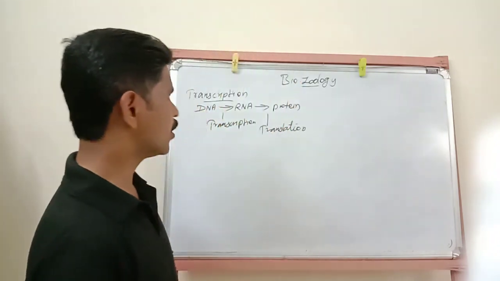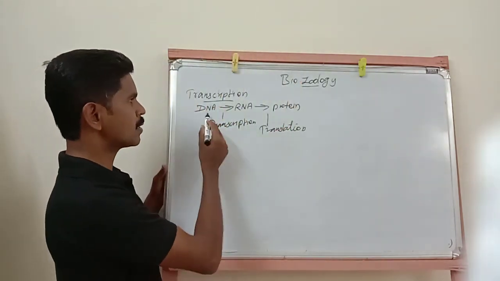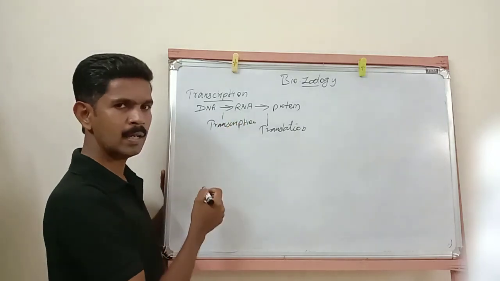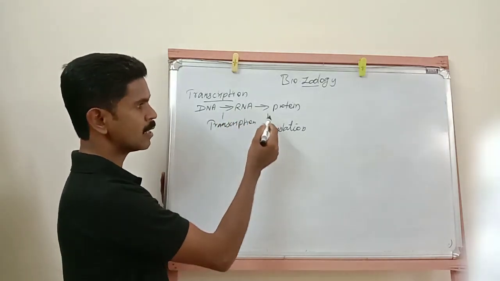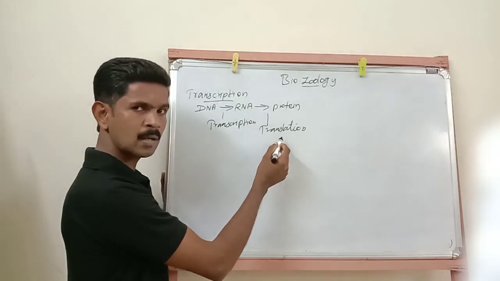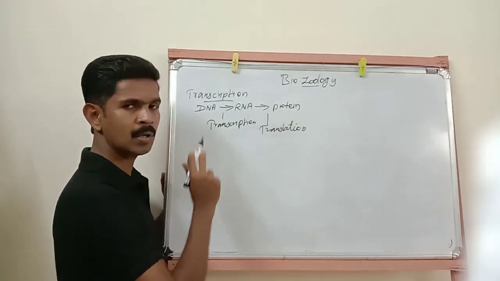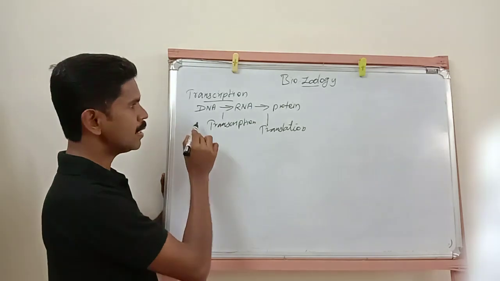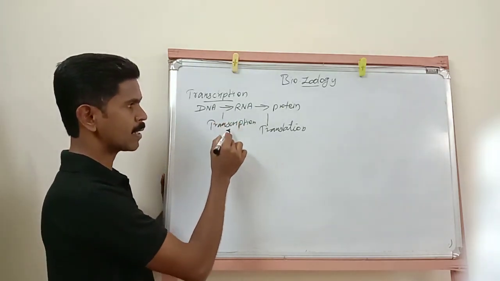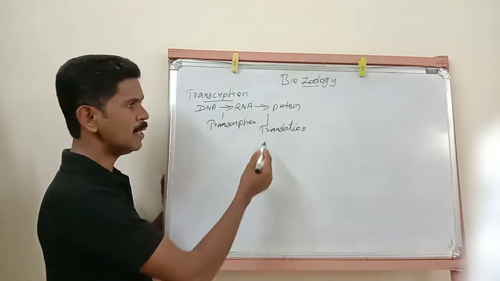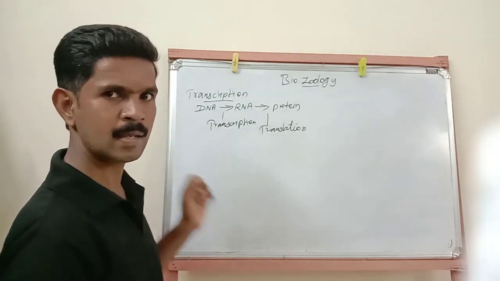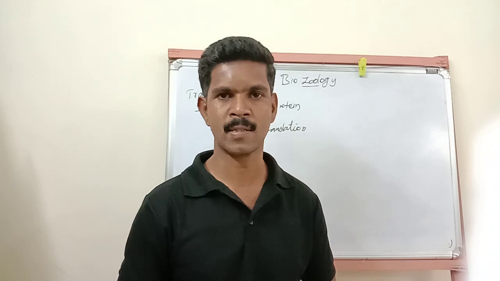See, normally to produce a protein molecule, first the DNA produces the RNA by a process called transcription. Then the RNA is involved in another process called translation. Finally, the protein molecules are produced. So the DNA produces RNA by transcription, then the RNAs produce the protein molecules by translation. Understand? This is the normal process.